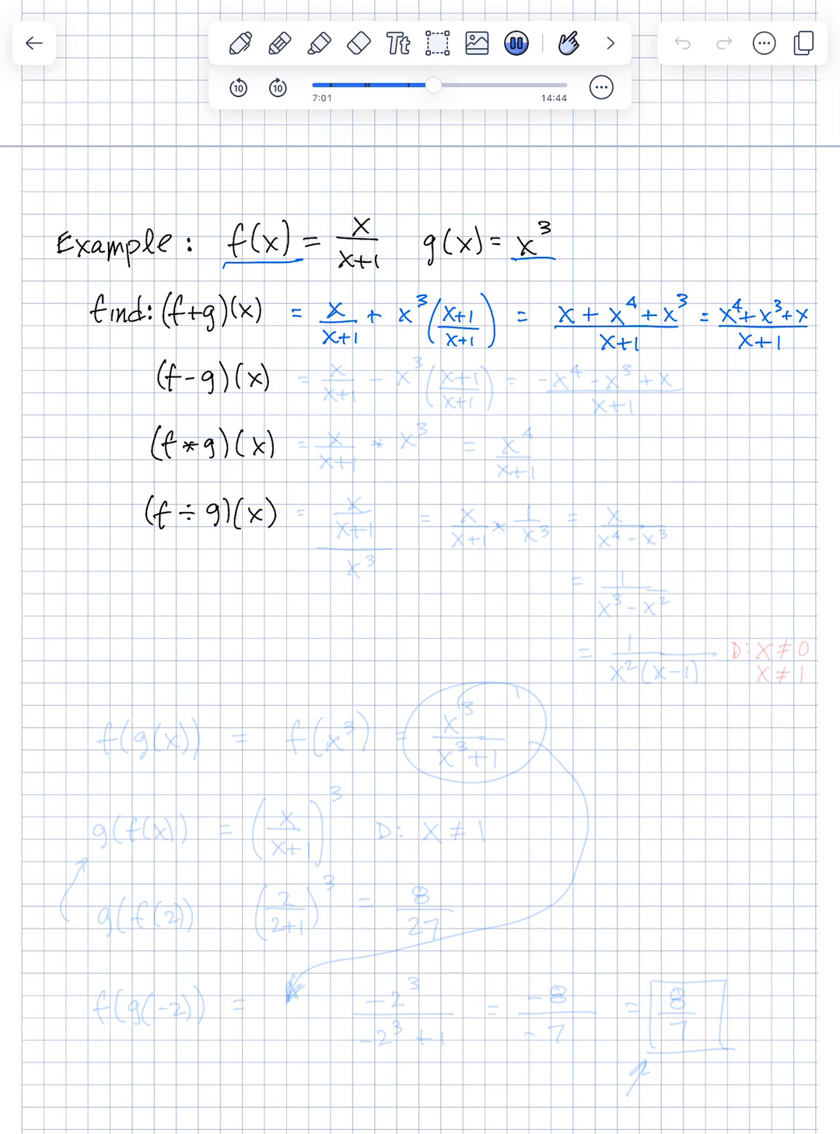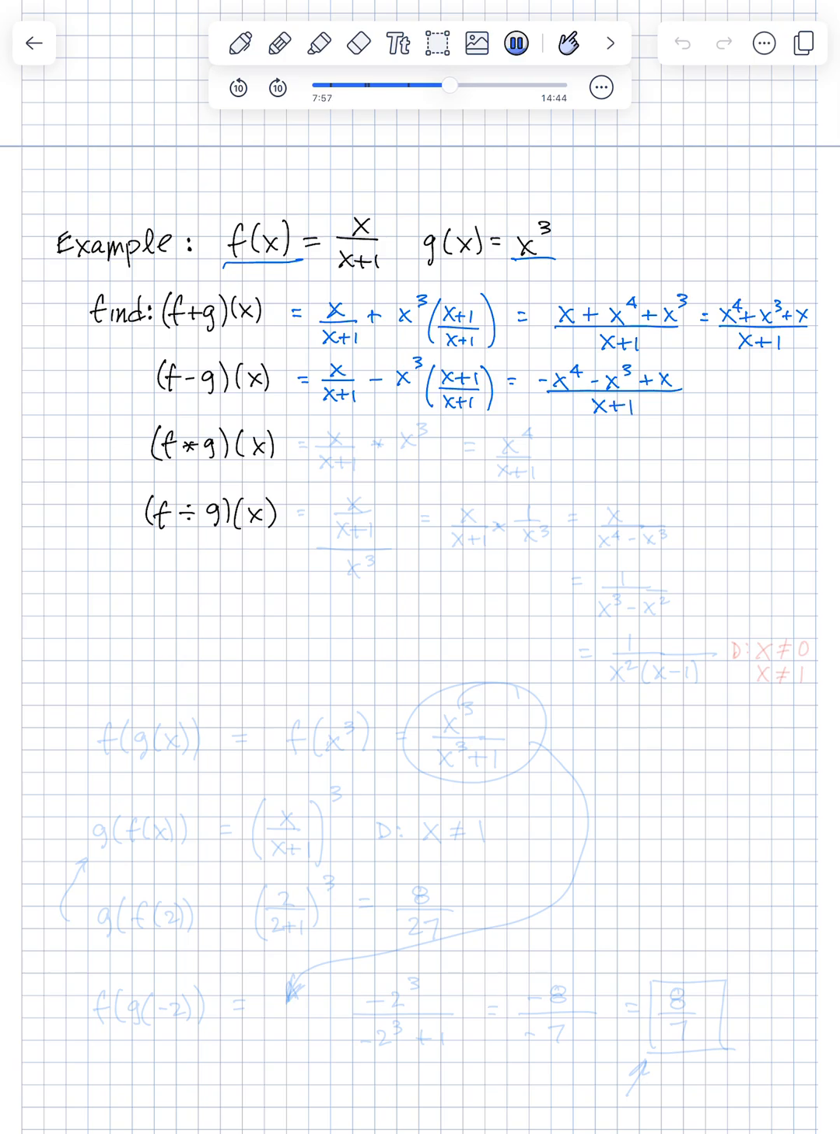Okay, let's do the next one, f minus g of x. So we have our x over x plus 1 minus x cubed. Same thing, we're going to have to multiply top and bottom by the denominator, x plus 1 over x plus 1. So our numerator is going to be, well, we have a minus x cubed times x, so that's going to be negative x to the fourth. And we have a minus x cubed times 1, so that's a minus x cubed. And then we have our plus x all over x plus 1.